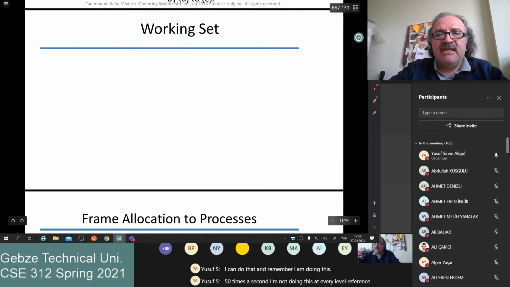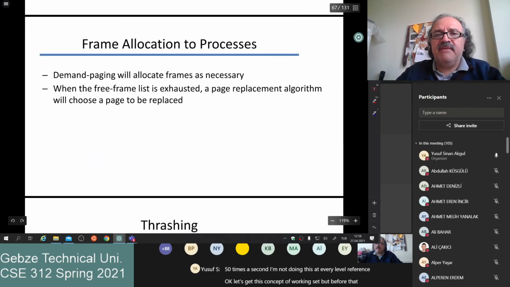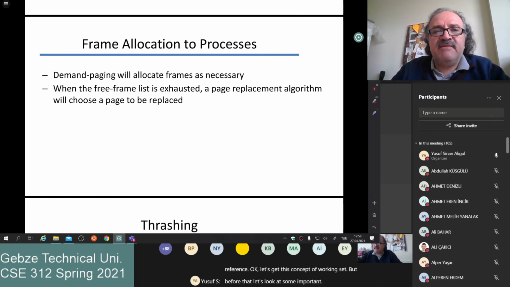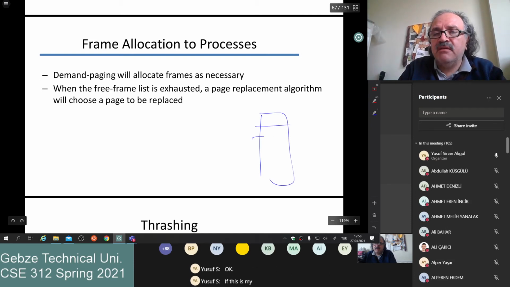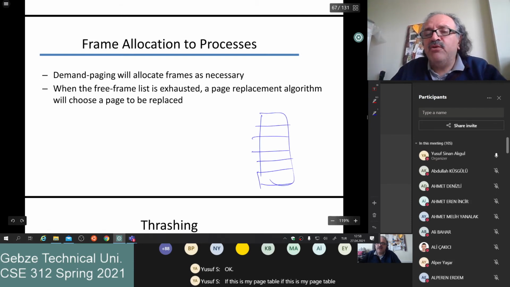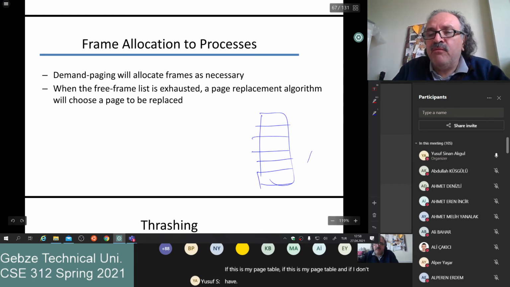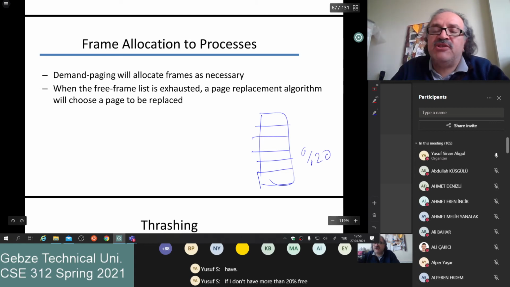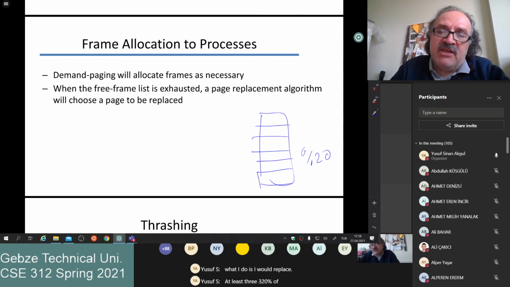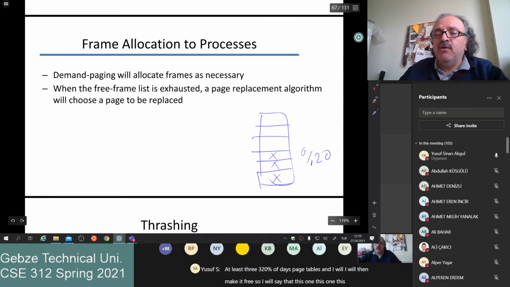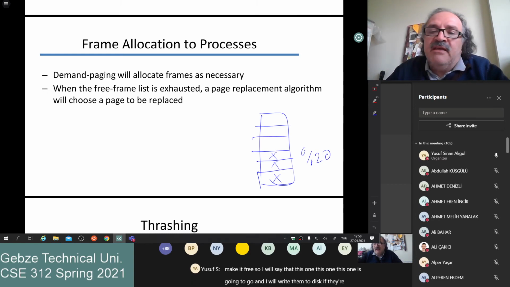Okay, let's look at this concept of working set, but before that, let's look at some important concepts. One is frame allocation. Usually we don't allocate frames one by one. If this is my page table, and I don't have more than 20% free space in this page table, what I do is I would replace at least 20% of these pages, and I will then make them free. So I will say that this one is going to go, and I will write them to disk if they are modified. If not, I am going to discard them.